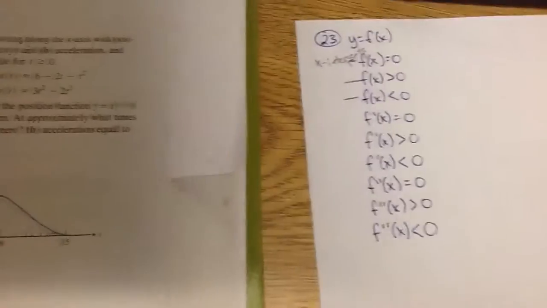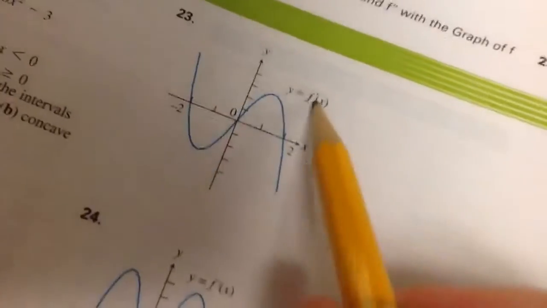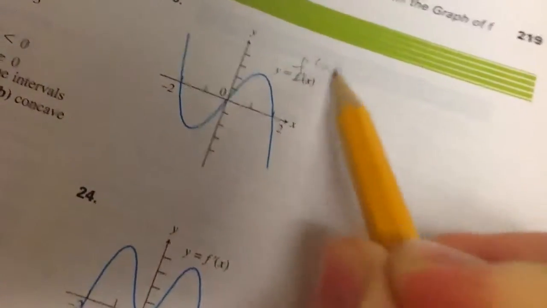So that's the first one. That's the first problem. So just look at that one and pretend it's the original. Don't write that in your book. And answer, find all those intervals.